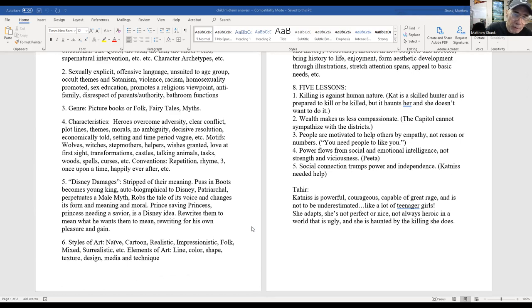A lot of the stories are kind of autobiographical to Disney himself. Many of them are dated in the fact that they're patriarchal and perpetuate a male myth, so that's mentioned. They rob the tales of their voice and change their form and meaning and moral. The whole idea that the prince saving the princess and the princess needing a savior is a Disney idea that's applied to these stories. And basically, another point that's made in that article is Disney rewrites them to mean what he wants them to mean for his own pleasure and gain. So those are the particular points that were made in that article.